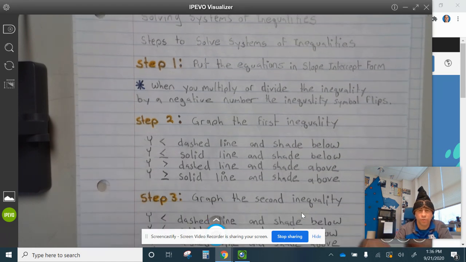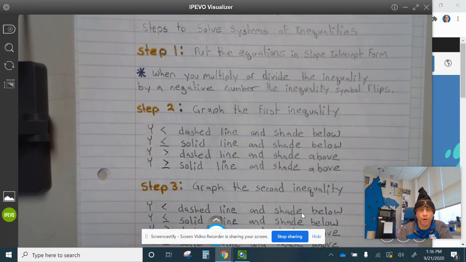Step 2. Graph the first inequality. When y is less than, it's a dashed line and shaded below. When y is less than or equal to, it's a solid line and shaded below. When y is greater than, it's a dashed line and shaded above. When y is greater than or equal to, it's a solid line and shaded above.